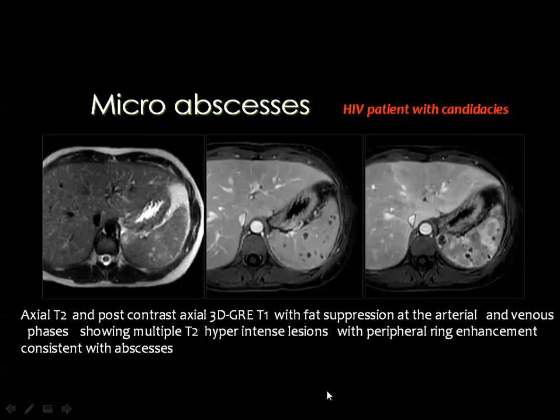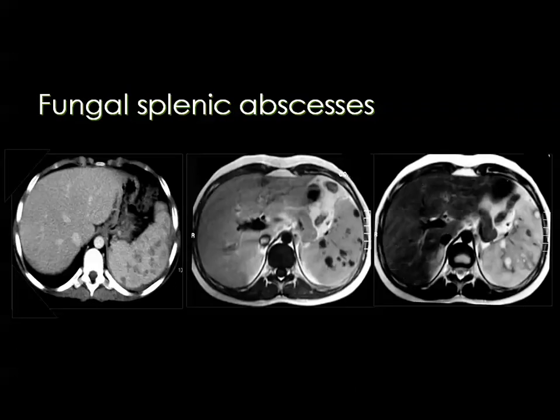Then this is a good possibility whenever you see these lesions, low signal lesions in the T1 and high signal in the T2. Whenever you inject contrast media, you get marginal enhancement, and you can see this enhancement better by MRI. Then if you know that this is an immune compromised patient like this one with HIV, then a good possibility for the diagnosis is the presence of fungal splenic abscesses. And we'll discuss this issue at the end of this lecture, under the title of spotted spleen.